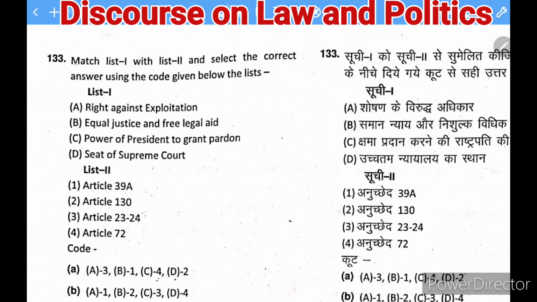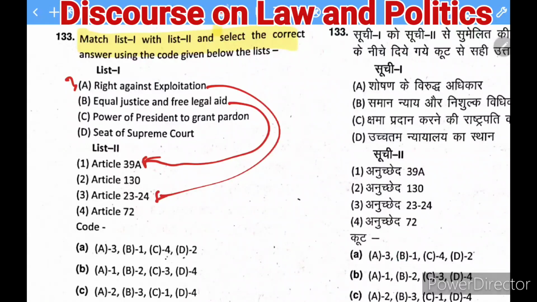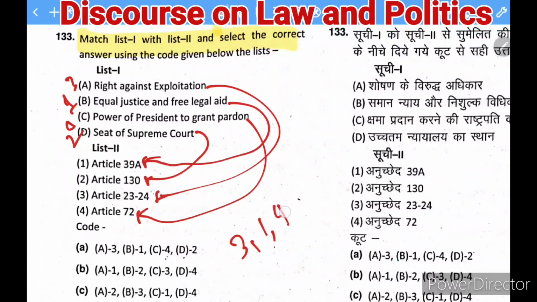The next question is also a matching of the list. Right against exploitation, which article of the Indian Constitution does it belong to? Right against exploitation is in Articles 23 and 24. Just write here 3. Equal justice and free legal aid: again this kind of article was asked here. So you can write 1. Power of the President to grant pardon is Article 72. It is correct. The seat of the Supreme Court is in Article 130. So you can write here 2. So the correct code is 3, 1, 4 and 2. You can find in option A the same code 3, 1, 4, 2.